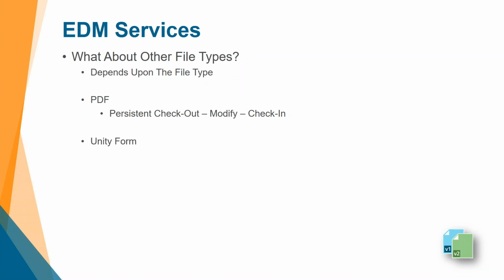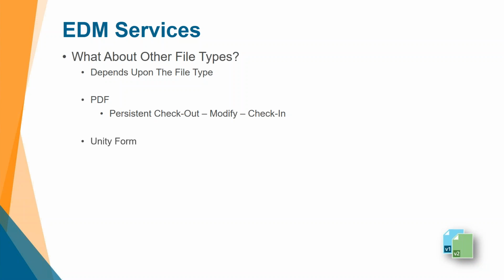Unity forms. So Unity forms in and of themselves, if you're familiar with them, are an electronic form that, depending upon how you have it configured, could allow users to make modifications to individual fields from the point in time that that form is initially submitted until final end disposition of that form. A lot of organizations lock those forms down, but if you chose to allow those fields to be editable, you can use EDM Services now to track all of those revisions natively.